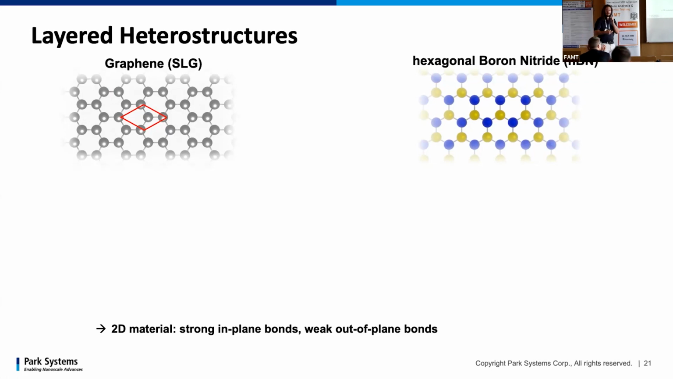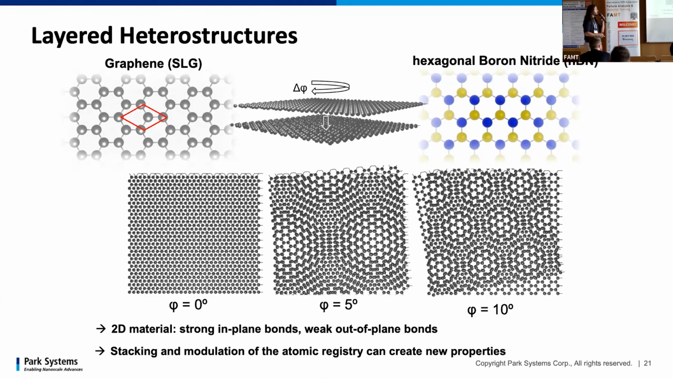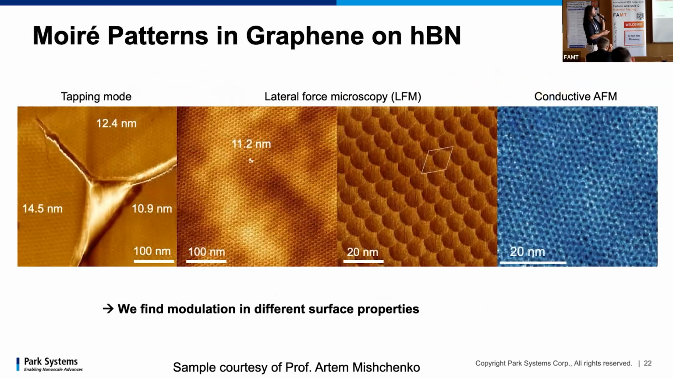But we can tweak the properties of such layered structures by simply stacking 2 layers on top of each other, either with or without a twisting angle, creating new properties simply due to a modulation in the atomic registry. For example, the famous example of the Moiré pattern that emerges by this twisting angle and becomes smaller and smaller with increasing twisting angle. We can image, of course, such Moiré patterns in different physical properties.